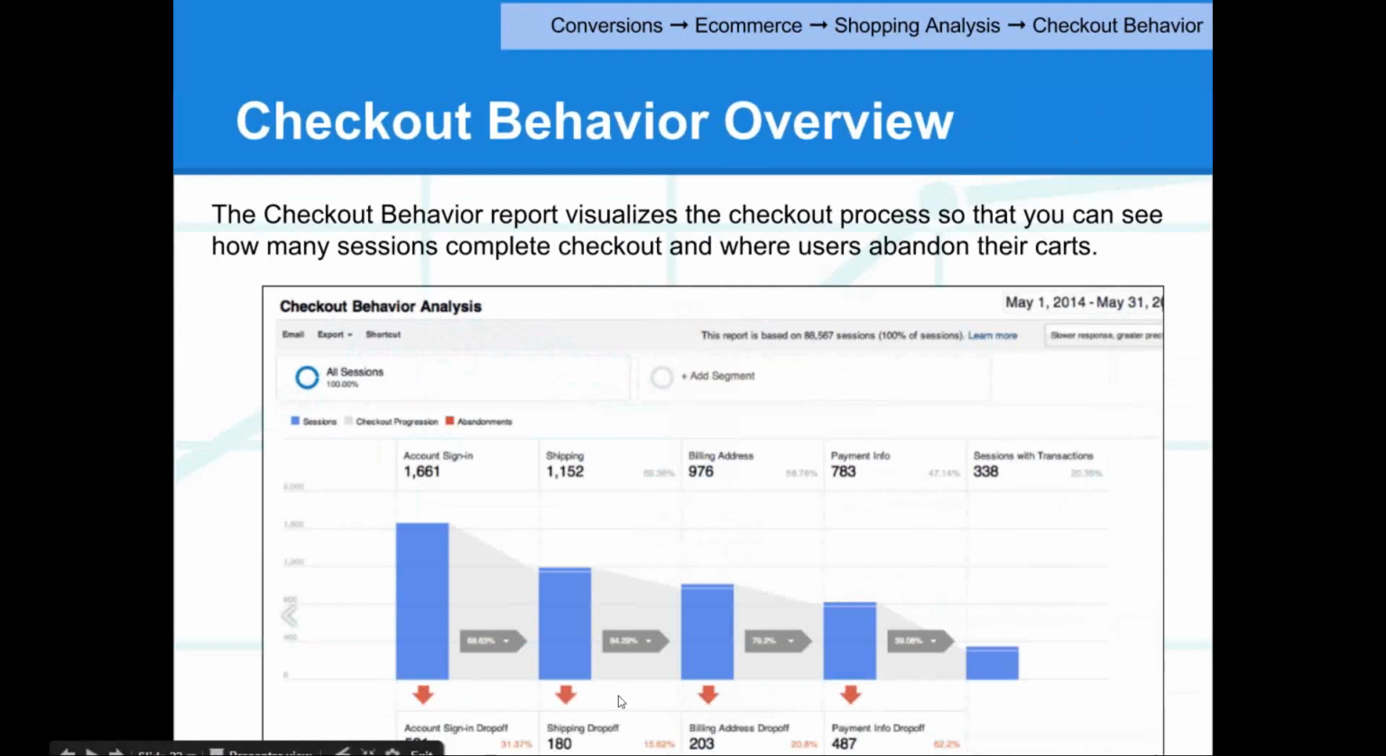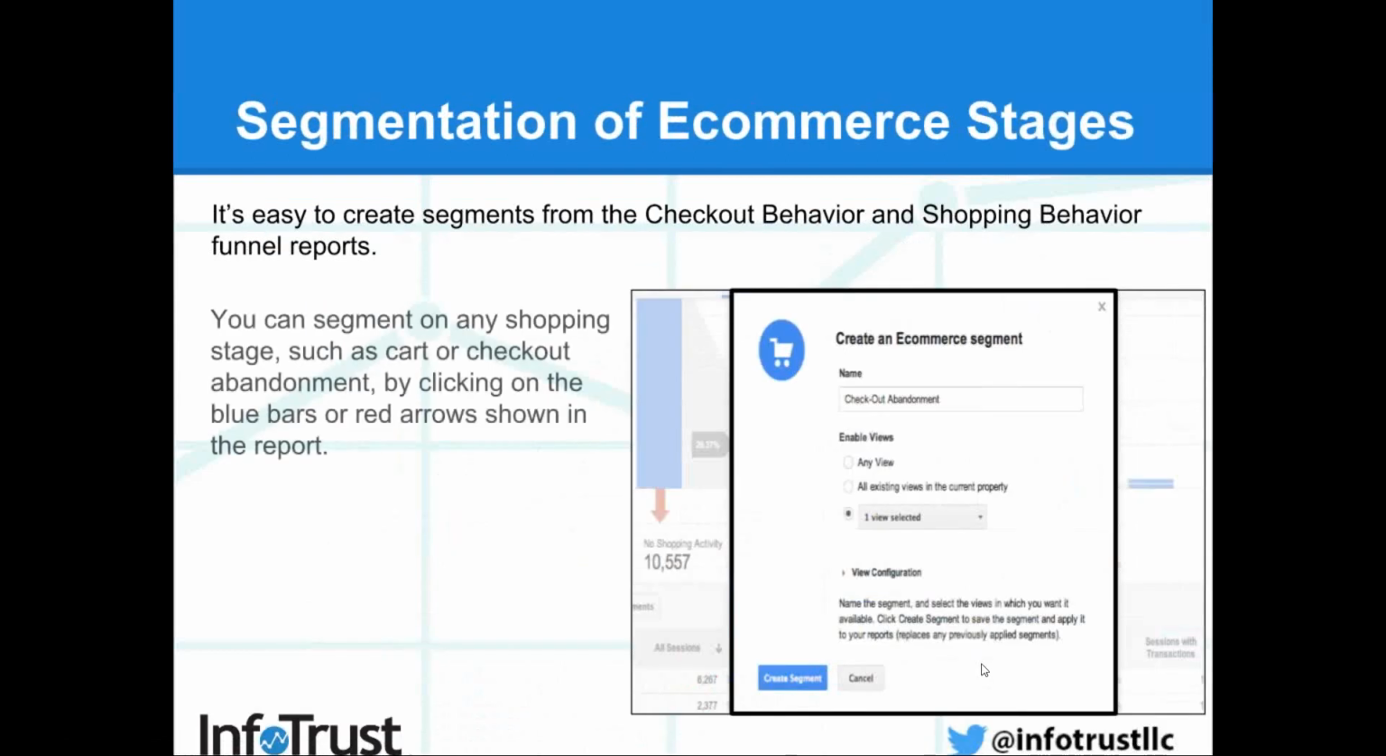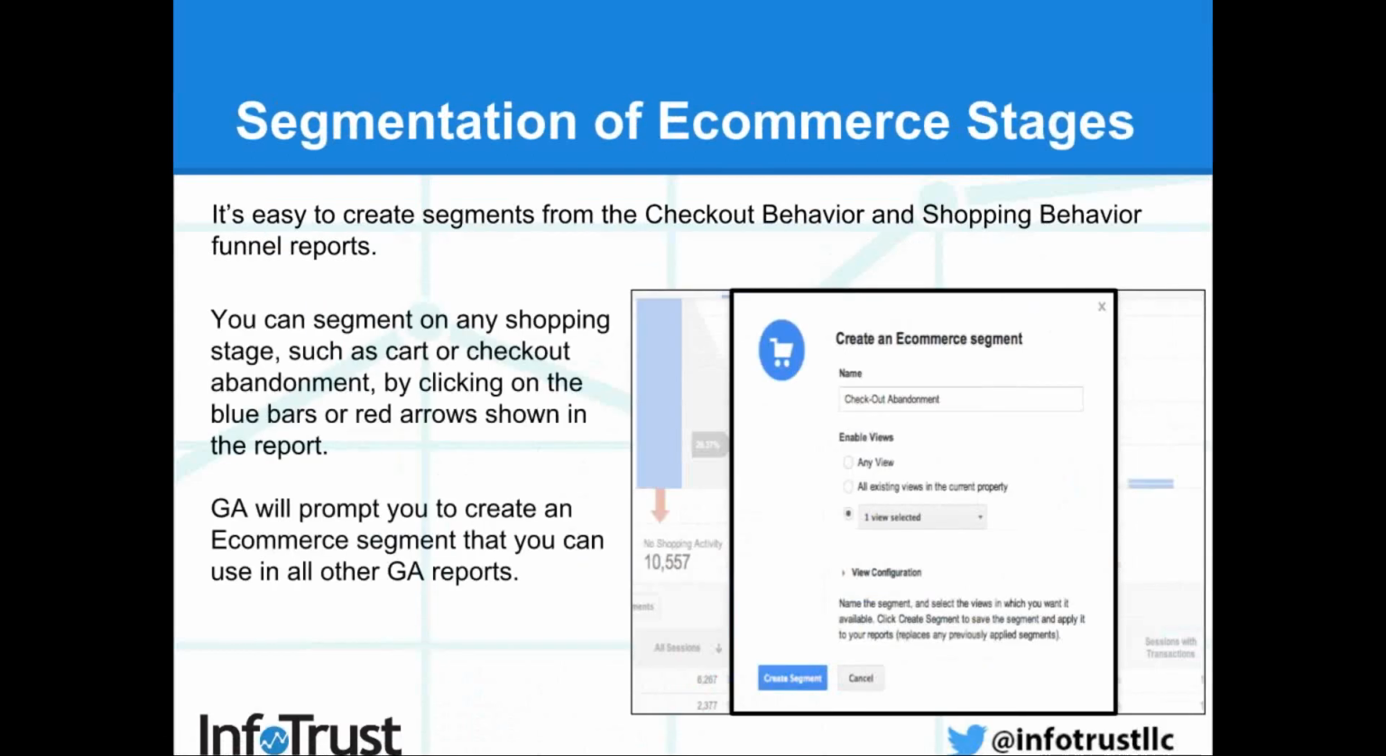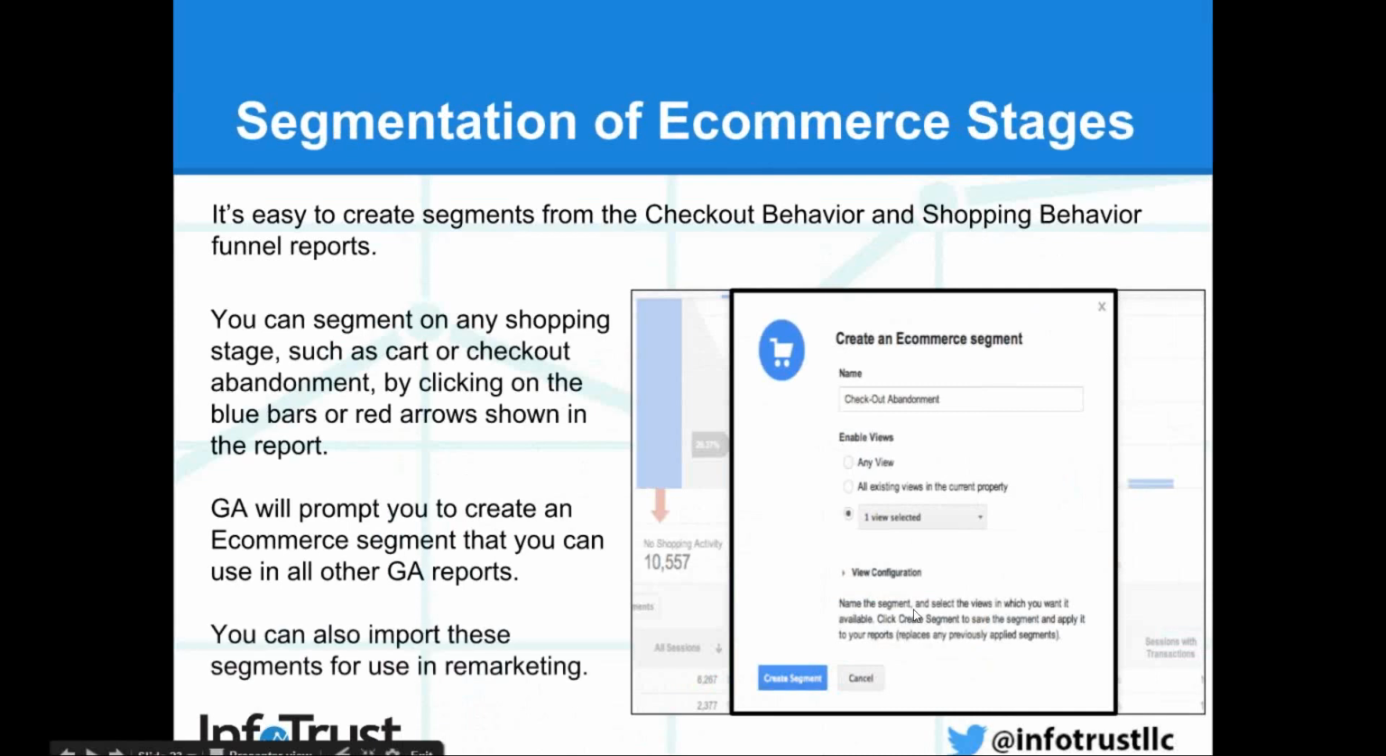You can do that for any of these red arrows, or if you want to click into the blue bars, that will allow you to set up an e-commerce segment as well. When you do that, it will bring up a dialog box that looks like this. You'll say create segment, and then you can overlay that segment onto any of your GA reports.